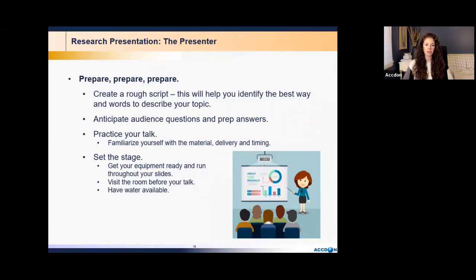And then lastly, when you're getting ready to actually present your talk on the day of your presentation, you want to set the stage. Make sure that your equipment is ready, and run through your slides beforehand. Sometimes it's good to visit the room before your talk. It helps you visualize what your talk is going to be like and maybe calm some of your nerves. And if you're someone who needs water, if you might have dry mouth or something like that, it's important to have water available just in case.